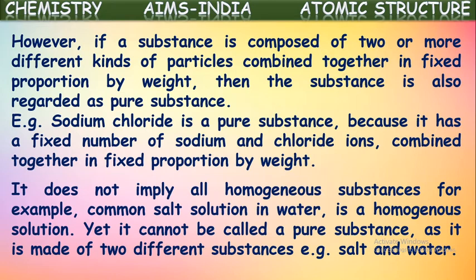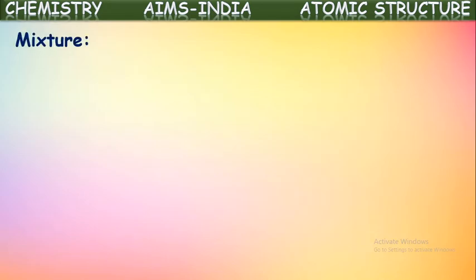It does not imply all homogeneous substances, for example, common salt solution in water. Yes, as we said here, sodium chloride is a pure substance, but we cannot say all homogeneous substances are pure substances. For example, if you dissolve salt into water, it forms a homogeneous substance, but it does not mean it is a pure substance. It is homogeneous but not pure, as it is made up of two different substances, salt and water, and it can be separated by physical means like evaporation. So the salt and water solution cannot be called a pure substance, even though it is homogeneous. What are they called? Yes, they are called mixtures.